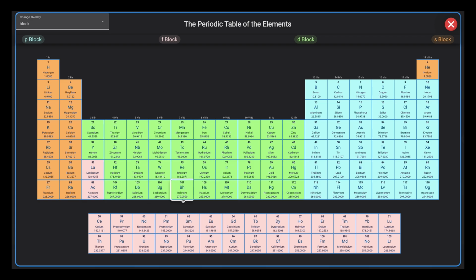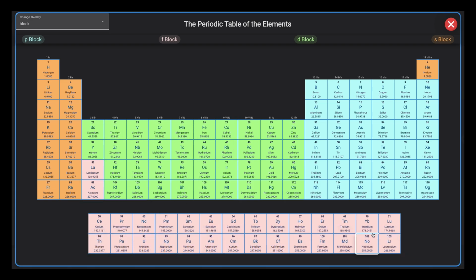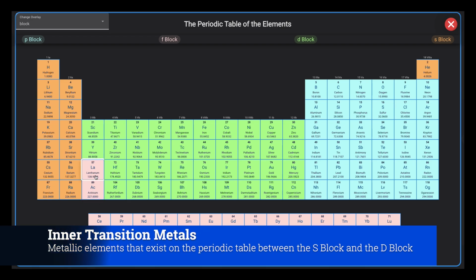An important thing about this kind of block model is it separates the elements out into basically three main groups. The D block is basically all of the transition metals. So in green here, these are all of our transition metals like iron and copper and gold. The F block are our inner transition metals, also known as our lanthanides, named after lanthanum, and actinides, named after actinium. And they're kind of inserted in this little space here.